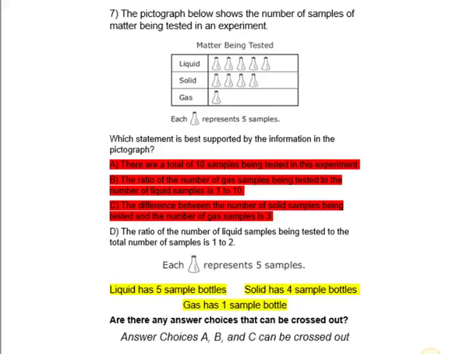B, the ratio of the number of gas samples being tested to the number of liquid samples is 1 to 10. Well, we look at the gas samples, and that's 5. And then we look at the liquid samples, that's 25. So that's not a 1 to 10 ratio. That is incorrect as well. And for C, the difference between the number of solid samples being tested and the number of gas samples being tested is 3. So looking at the solid samples, there are 4. Well, we know that's really 20 because each bottle equals 5 samples. And then for the gas samples, that's equal to 5. Well, 20 minus 5 is not 3, it's actually 15. So that is incorrect.